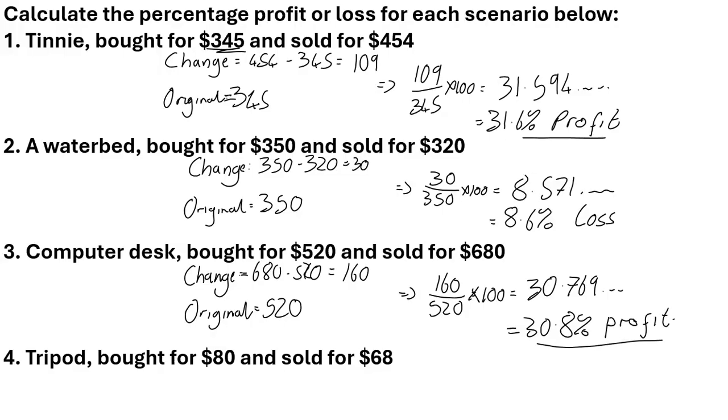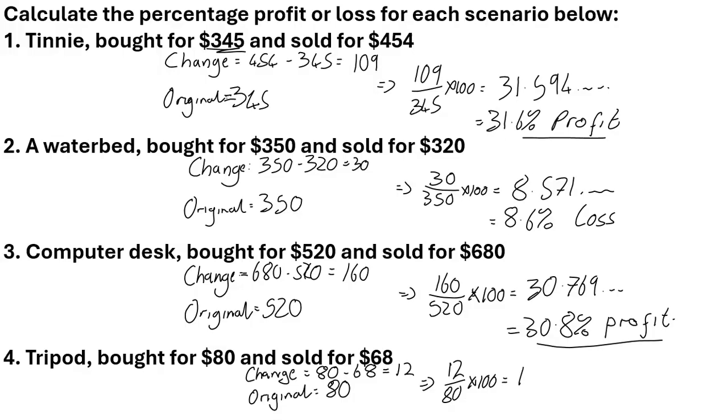The last question is then a tripod which we buy for $80 and we sell it for $68. So again, what I start by doing is I get the change. So in this case, my change is going to be the $80, take away the 68. So it's going to be a $12 change. I look at the original amount I started with, which in this case is going to be the $80. And what I then do is get my percentage change. So I do 12 divided by 80, and I times it by 100.